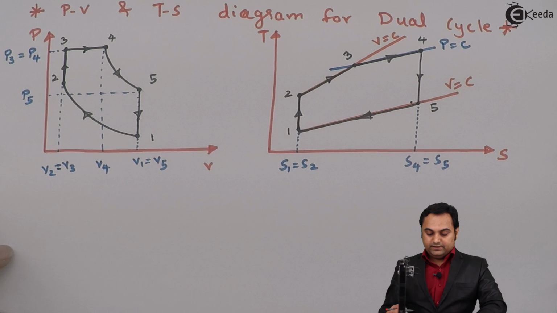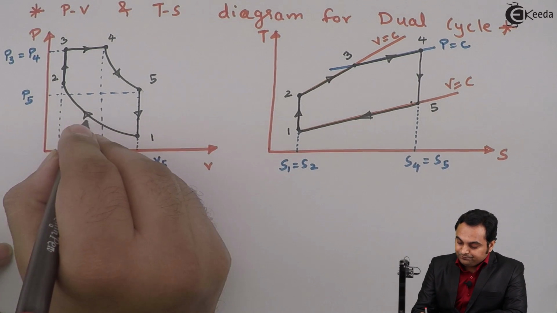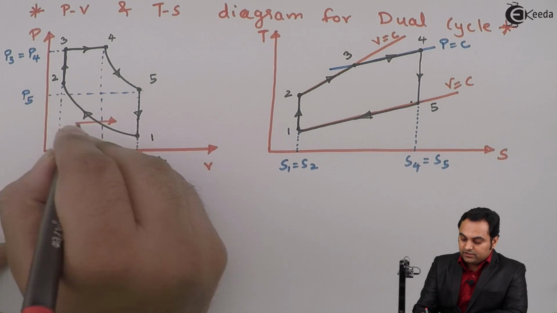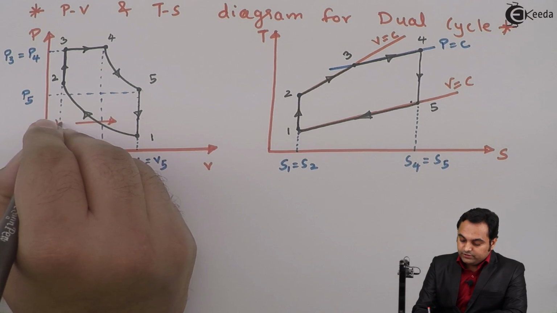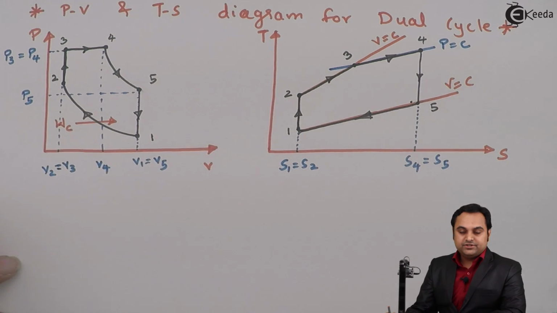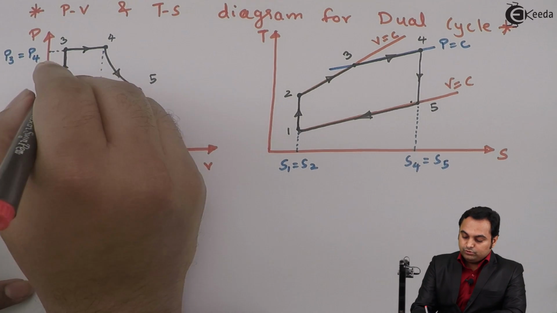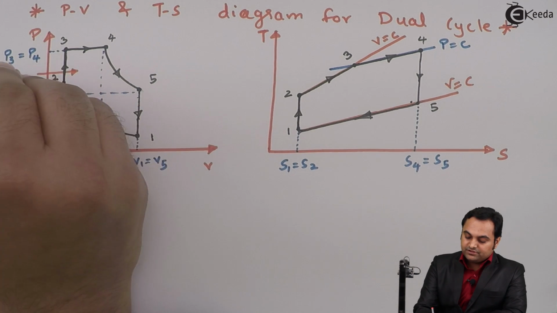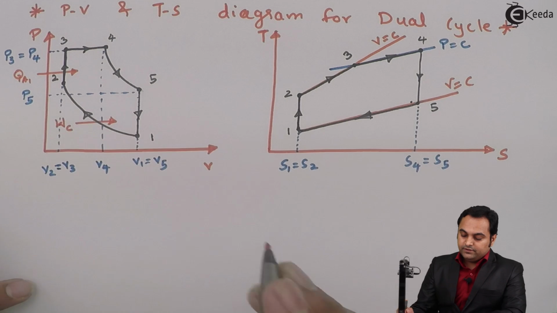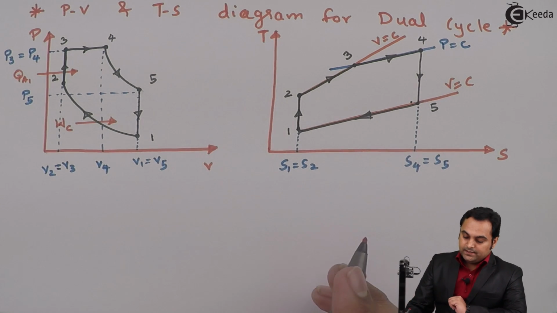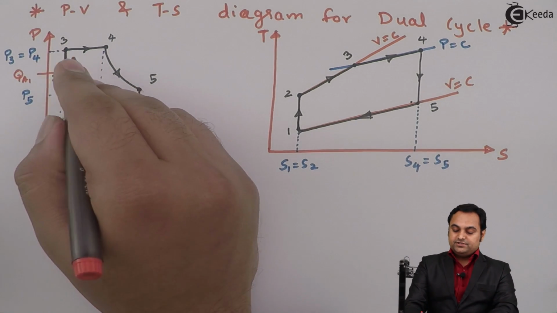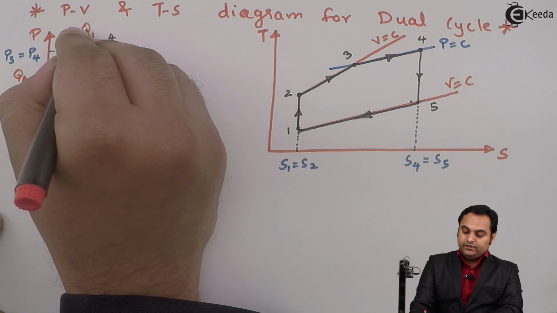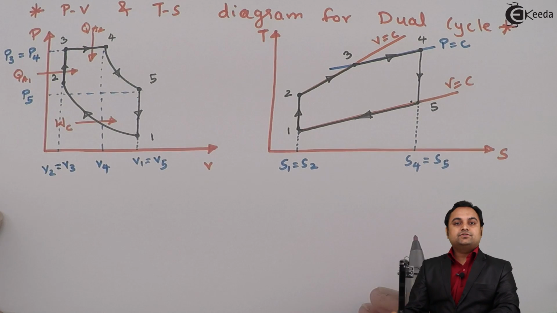I'll mark that from 1 to 2 here it is a compression process, so there will be work done in compression. Next 2 to 3 is heat addition at constant volume. So heat is added into the system. I'll denote it as QA1, that is the first heat addition. Next, after constant volume heat addition there is constant pressure heat addition. So I'll denote it as QA2, that is the second heat addition process.